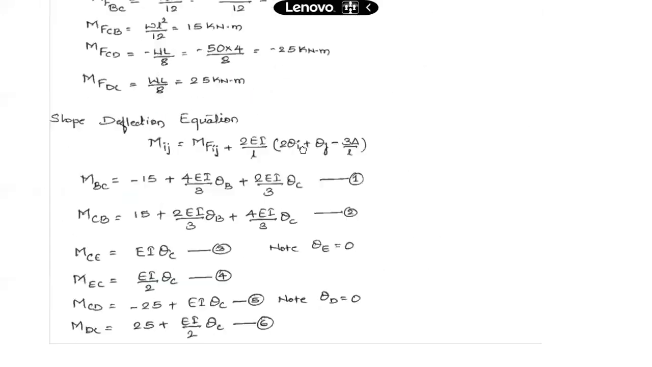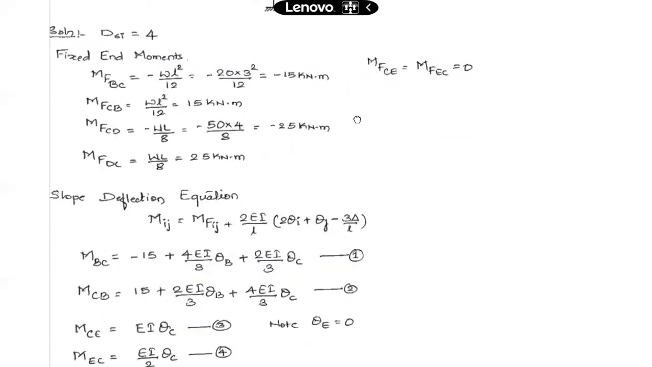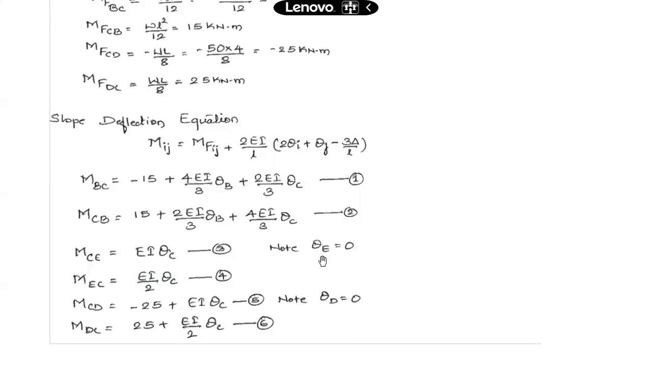Now let's see what equation we will get. Here theta E is taken as 0. Why is it 0? At the base, at end E, we have the fixed support. It will not allow any kind of rotation. Because of that, rotation at E, theta E, is taken as 0. And fixed end moments, since there is no load, MFEC and MFCE are both 0.